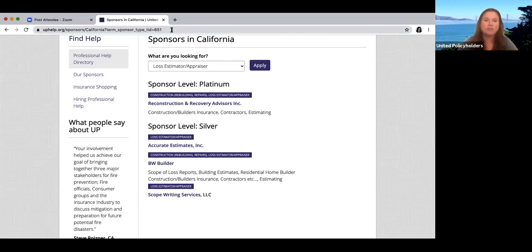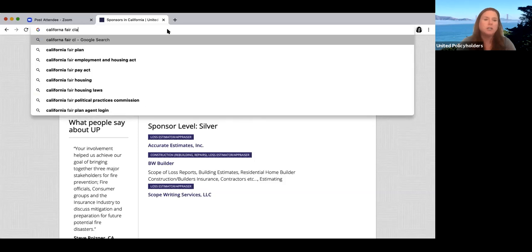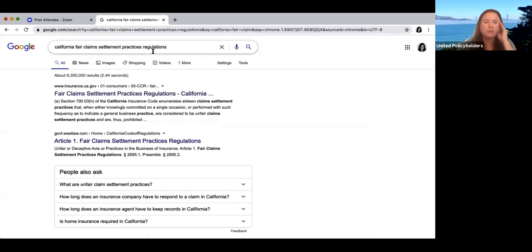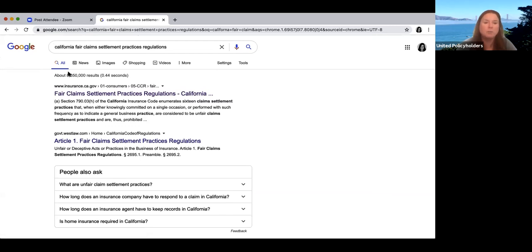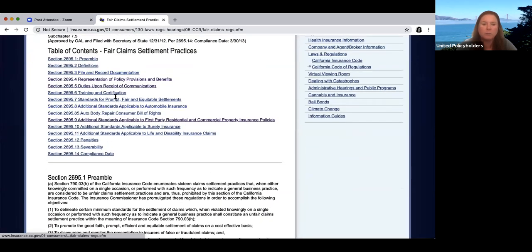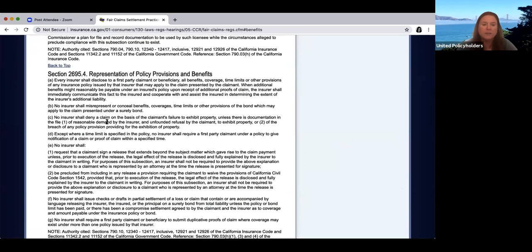The other thing I want to show you guys is the California Fair Claims Settlement Practices Regulation. This is really important. It's on the Department of Insurance's website. If you search Fair Claim Practices Regulations, here it is. It looks a little bit overwhelming, but there are only a few places that you can look. So first off, representation of policy provisions and benefits.